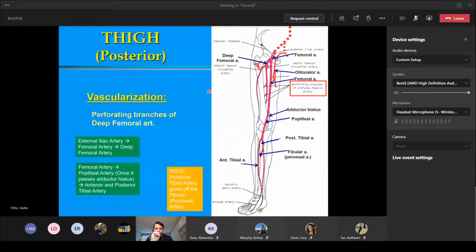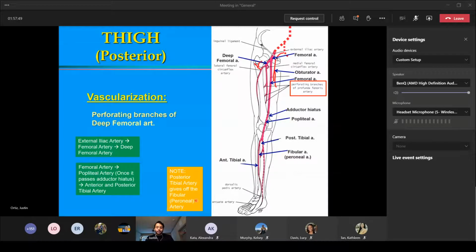So vascularization, like I said, we've talked about this before. External iliac turns into femoral artery. Femoral artery is going to give the deep femoral artery, which is going to supply the posterior side of your leg, right? So the posterior side of your leg, remember, will be sciatic nerve as well as deep femoral artery. And then the femoral artery is going to continue down, and it's going to turn into popliteal artery. And then once it passes the adductor hiatus, it's going to split into anterior and posterior tibial artery, which we'll talk about more later on.